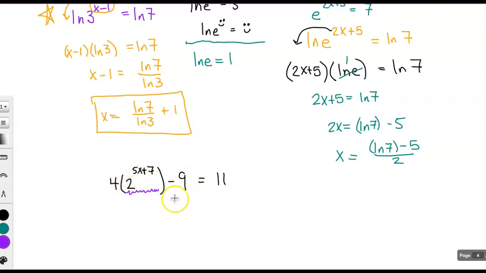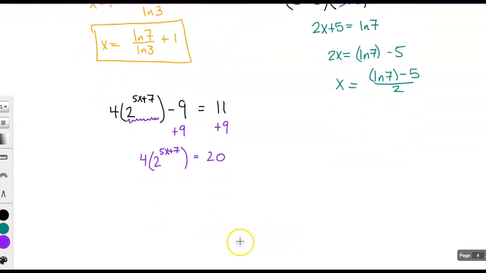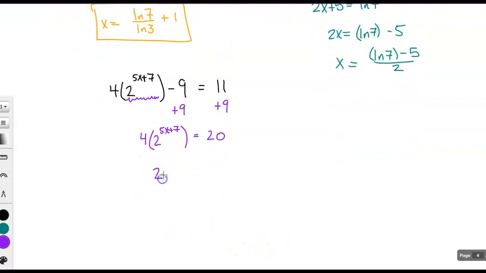So in this case, we would add 9 to both sides. So we would get 4 times the base to the power. So we're just kind of working through everything here. Then we still want to isolate the base, so we would divide by 4. And 20 divided by 4, that worked out nicely. That's 5. And now you have to get the exponent down.